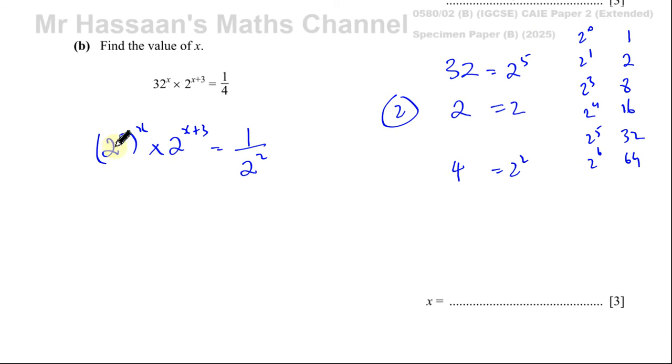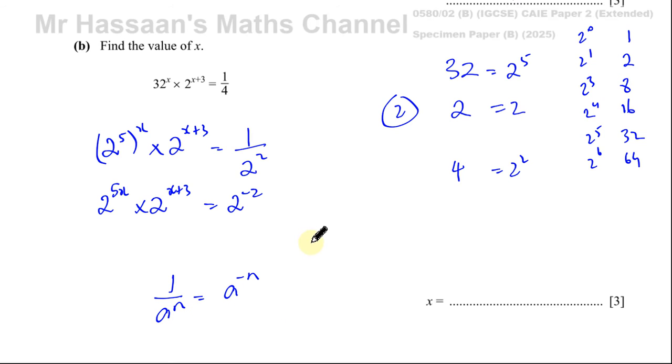So I'll use that law here to write this as 2 to the power of 5x, and this is times 2 to the power of x plus 3 equals, now I'm going to use another one of the laws of indices, that 1 over a to the power of n is the same as a to the power of negative n. It's like a reciprocal. So 1 over 2 squared is the same as 2 to the power of negative 2. That's a very important rule that we should know.